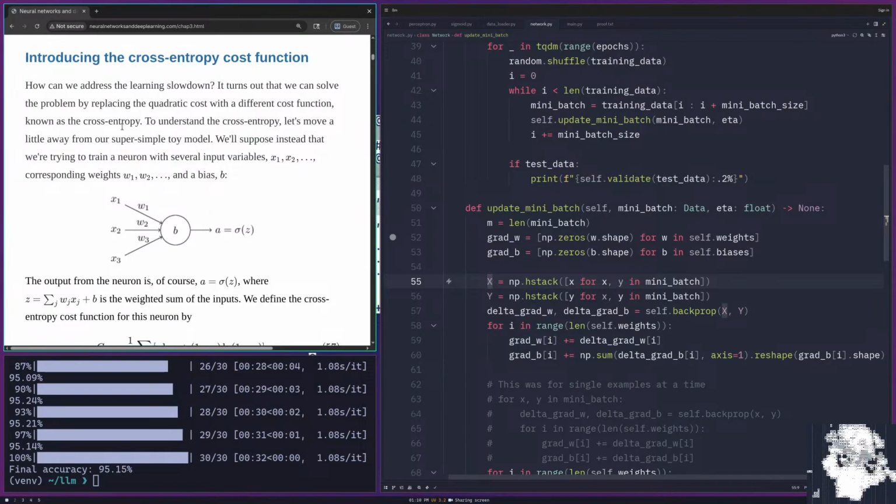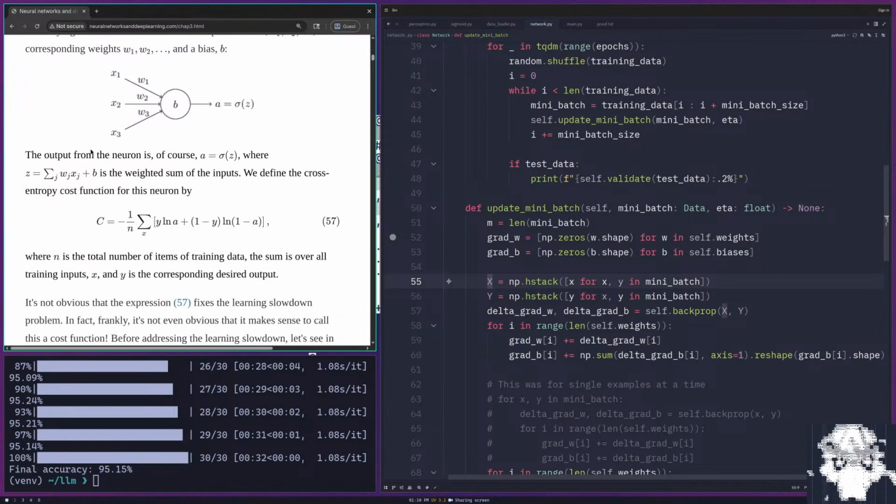We'll suppose instead that we're trying to train a neuron with several input variables, x1, x2, etc., corresponding weights, w1, w2, etc., and a bias b. The output from the neuron is, of course, activation equals sigmoid of z, where z equals the sum of the products of the w's and x's plus b, the weighted sum of the inputs.